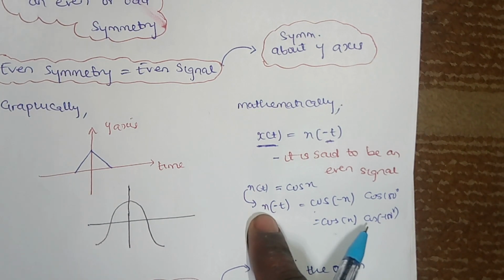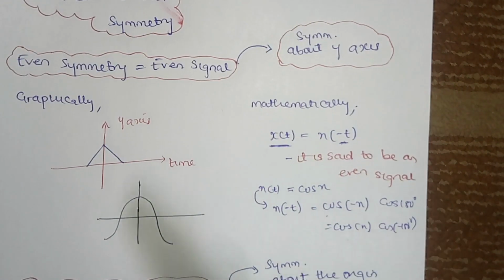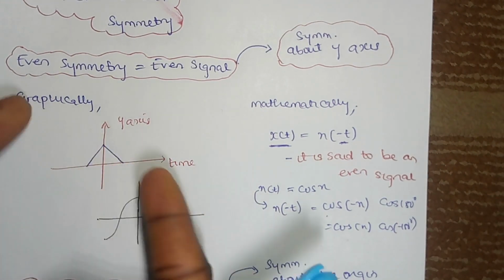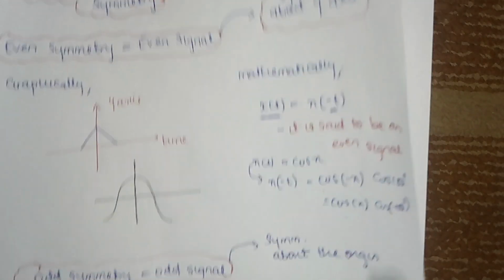But if you have a visual representation, by looking at it, you definitely know it's the same way, because if it is symmetrical about the y-axis and you can fold it up and get the same thing over time, then it's said to be an even signal.